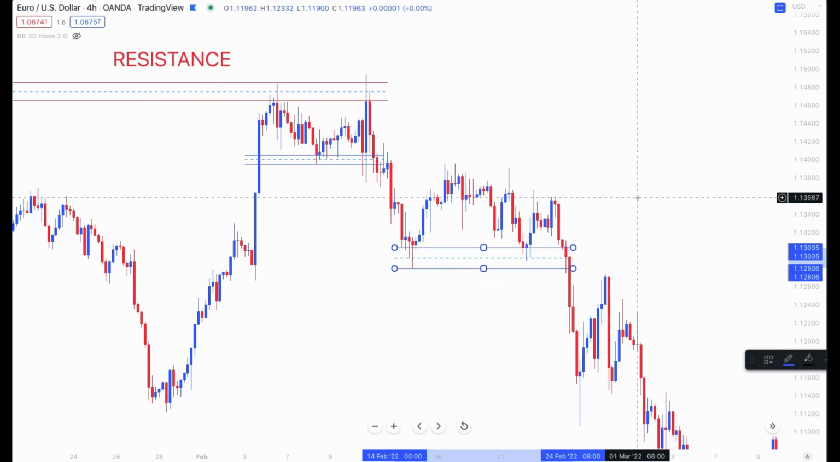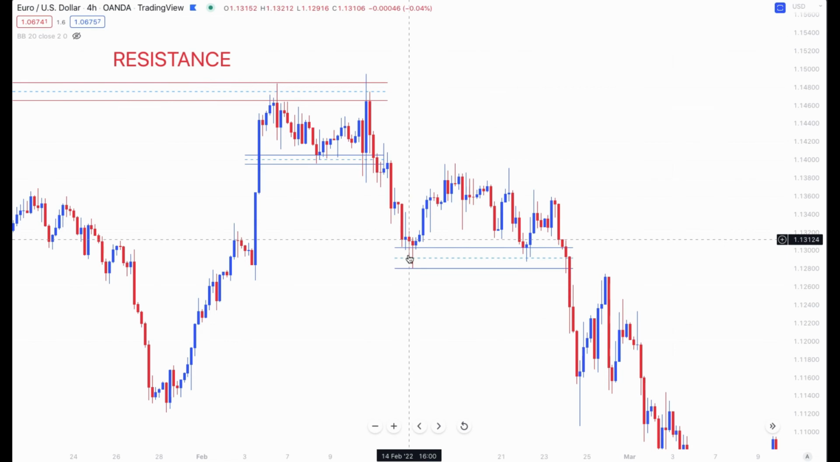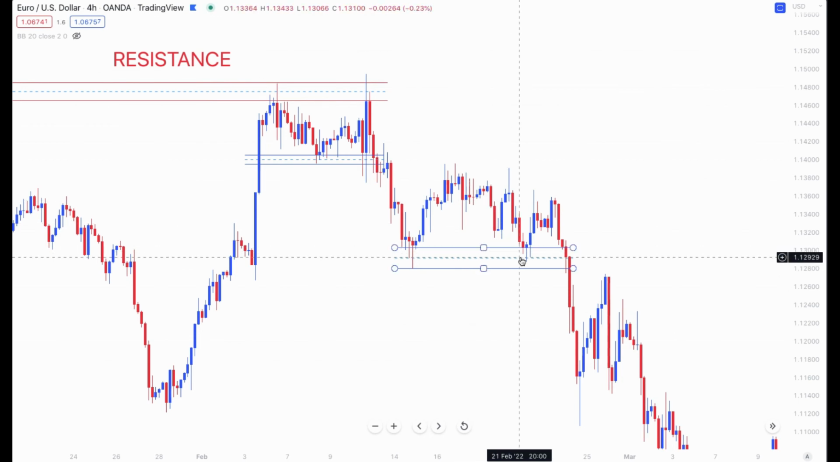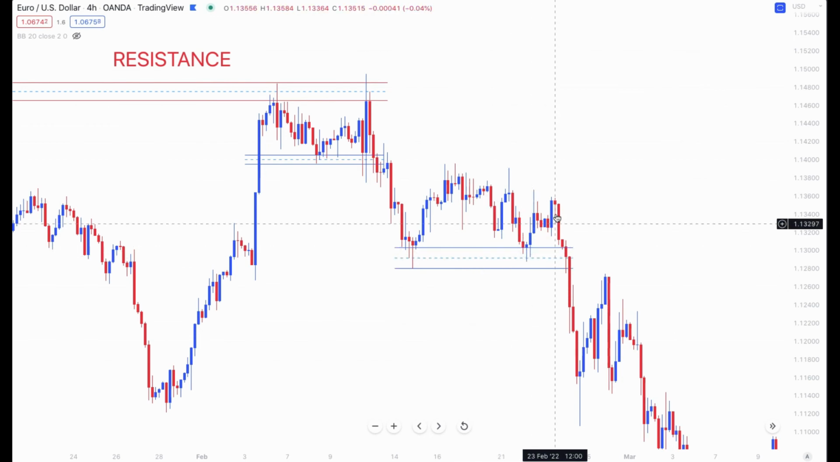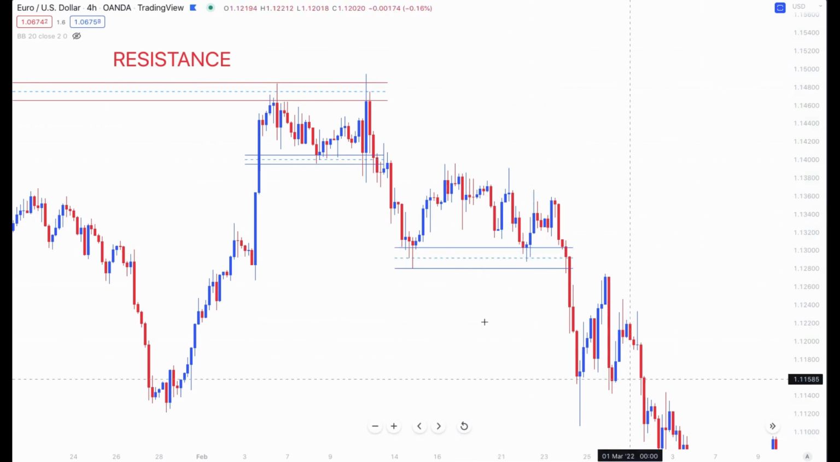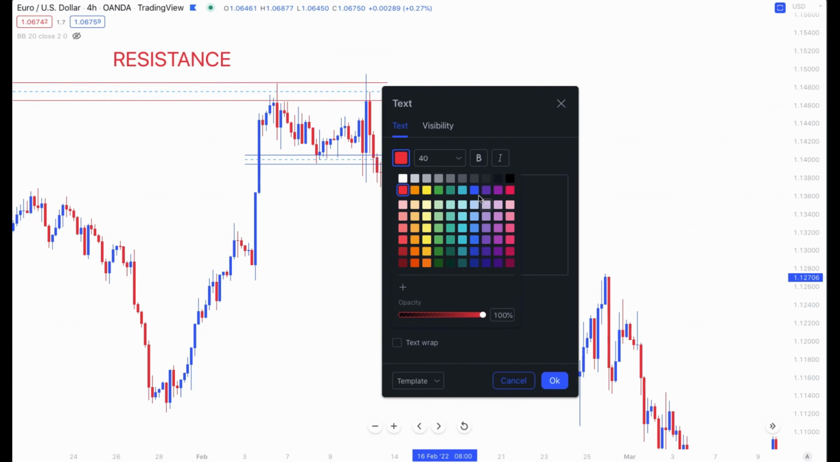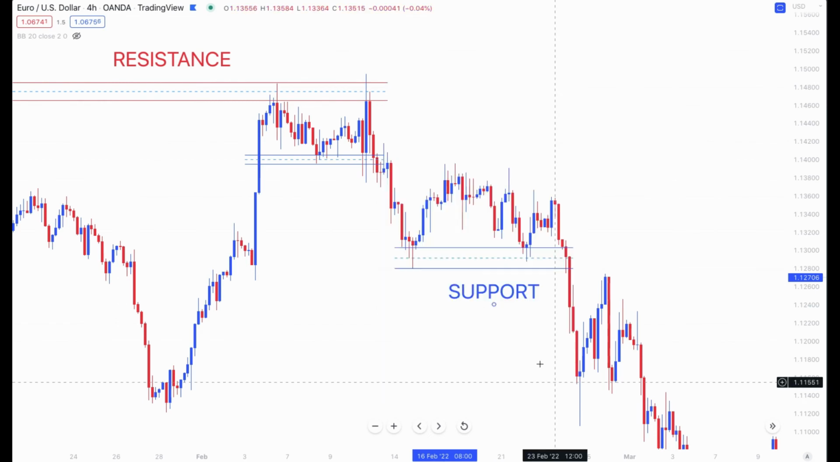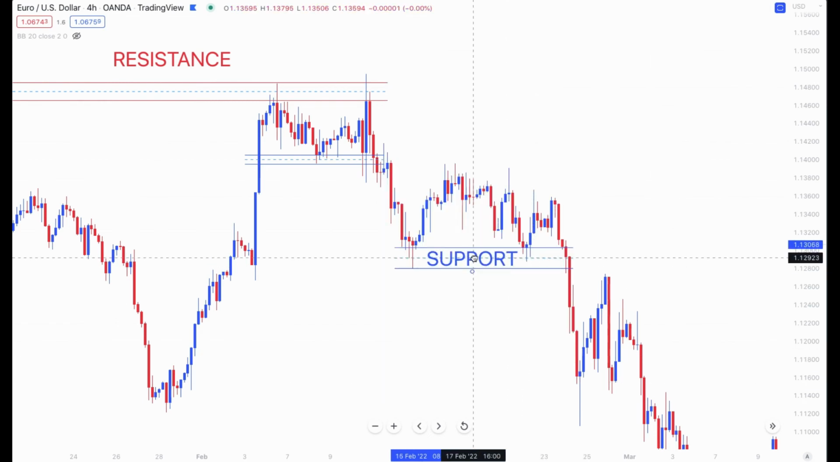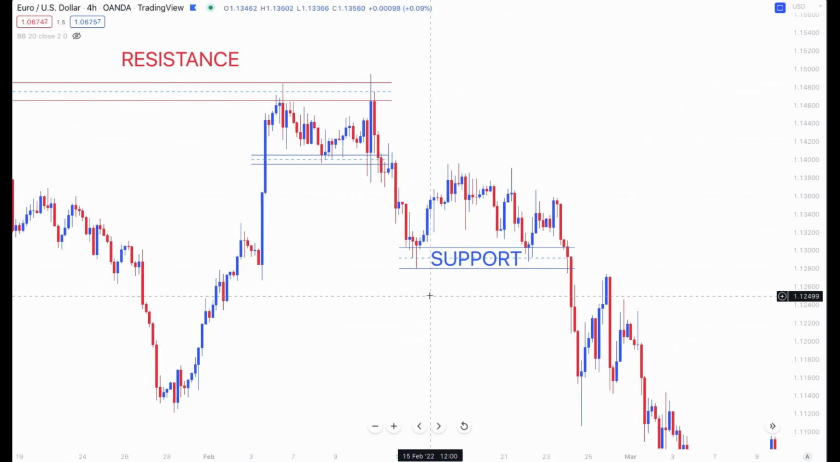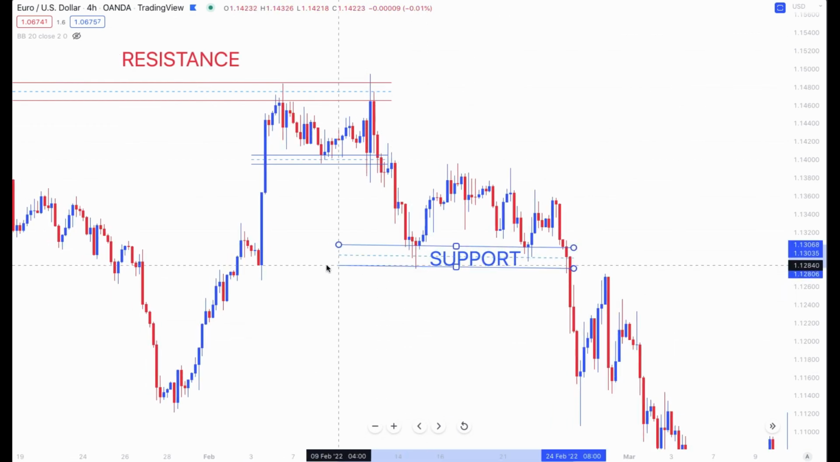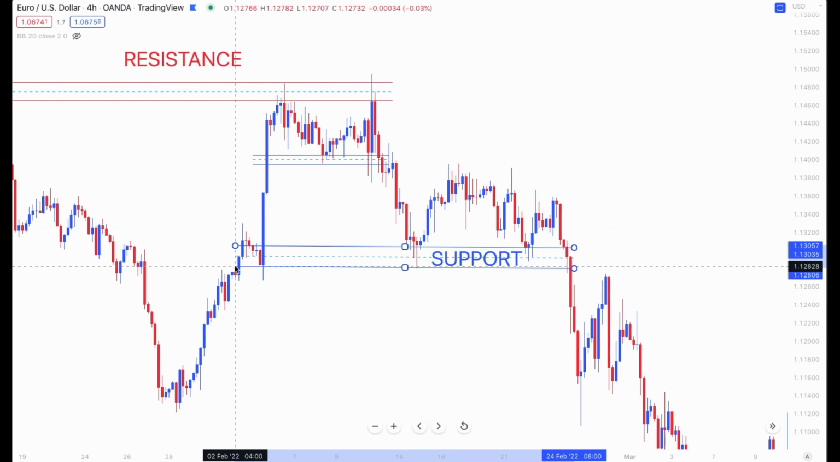Why? Because we can see it. Price came down. Okay, couldn't break through this price point. Came back up, tried again, came back down, couldn't break through this price point. So what is that? That is an area of support. Make this blue. There's a lot of color changing in this video. Right, let's put it in there. Boom, support.